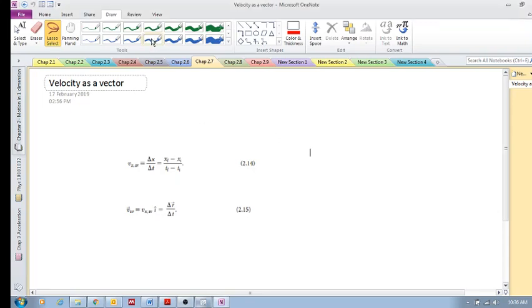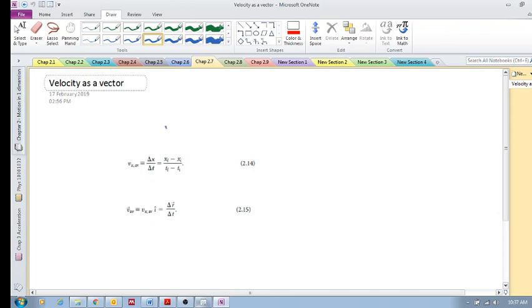Okay, in this video we're going to look at 2.7 and 2.8. We'll start off with, this will be just a few seconds, velocity as a vector. We've seen position as a vector, we've seen displacement as a vector, but now we also need to see velocity as a vector. And why is velocity a vector? Well, because displacement is a vector.